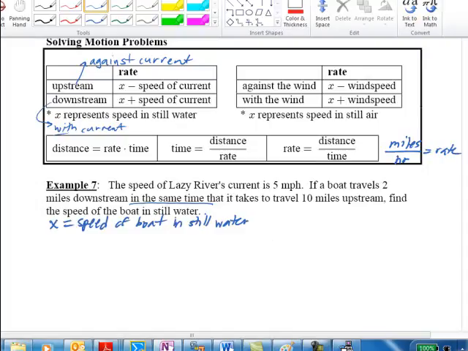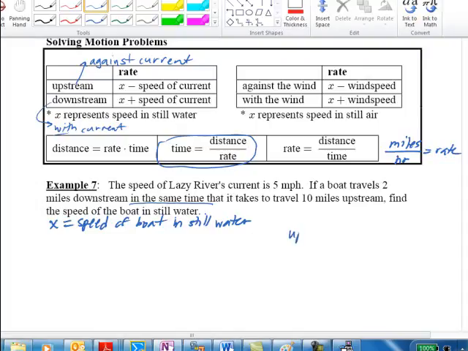So again, be very descriptive about that. Don't just say speed. Speed of what? Speed of the boat in still water. Right. And we're given descriptions about how times are related to each other. So we're going to use this formulation. The time is the distance divided by the rate. So we've got basically one situation described in the downstream. It takes 2 miles. So let's make a table.